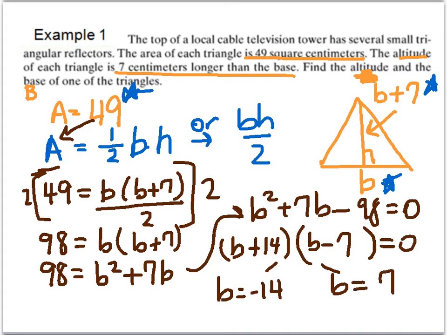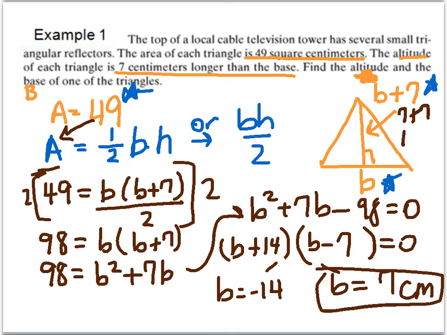Now thinking about the context of our problem, I know that I can't have a negative measurement. So the only choice for my base would be a base of 7, and we're measuring it in centimeters, so I need to make sure that I put 7 centimeters. Now our question also asks us to find the altitude. If I know the altitude is the base plus 7, then the altitude is 7 plus 7, so that would give us an altitude of 14 centimeters.